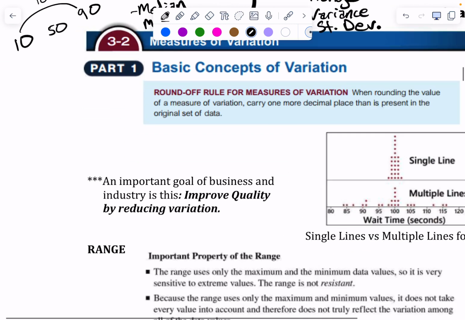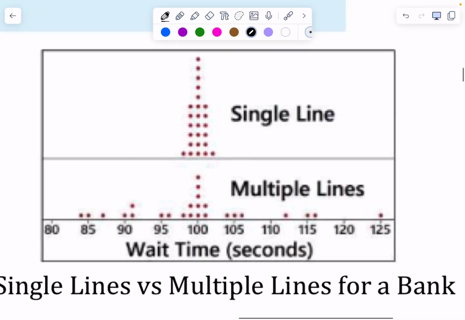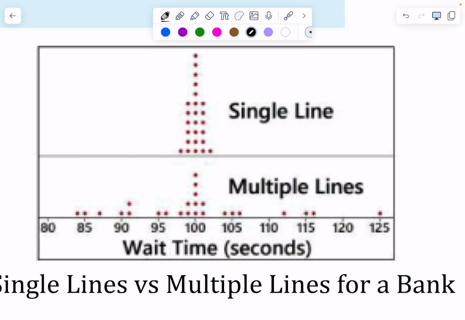Variation. Let's talk about this little chart right here. Companies use variation, and they try to control variation because of this reason. All right, are you ready? We have a bank, and I'm not going to use Walmart because everybody hates Walmart, right? Let's go to a bank. Let's say we're in a bank.